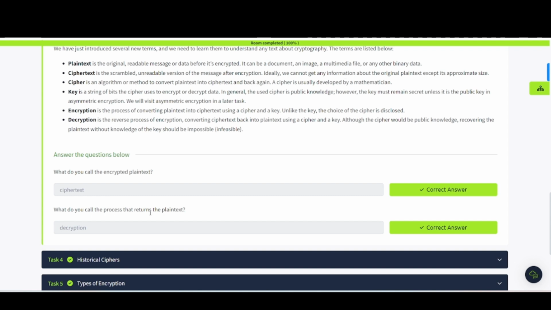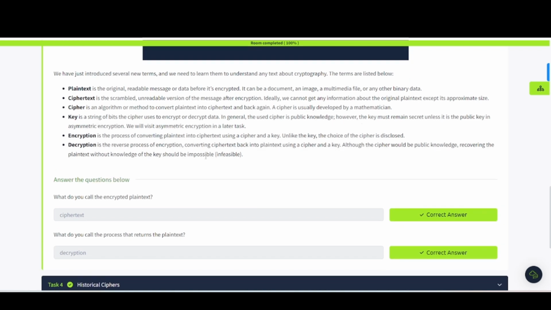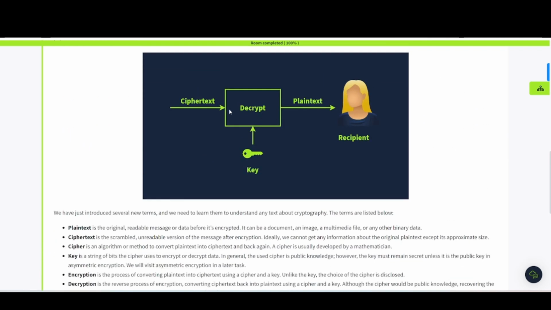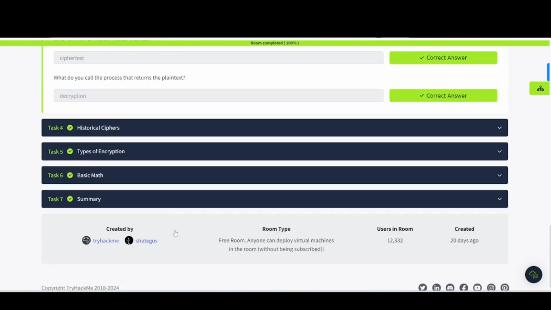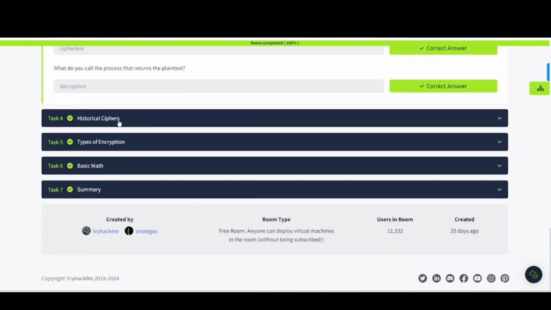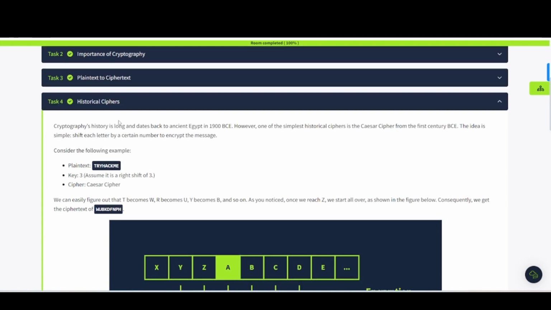What do you call the process that returns the plain text? That's going to be decryption. Okay. It says right here, reverse process of encryption, and you can see that here. It says as it's decrypting the ciphertext. Okay. Next, Task 4, historical ciphers, and let's see what they're talking about here.